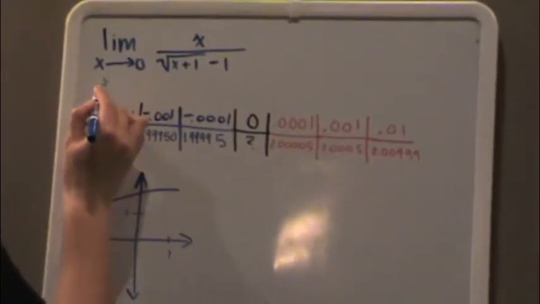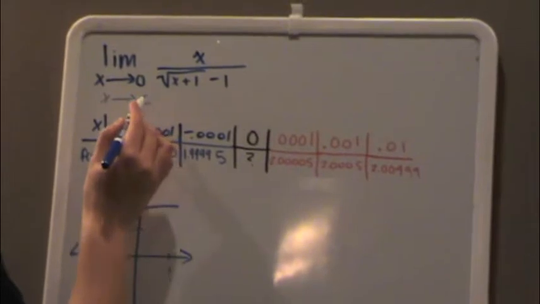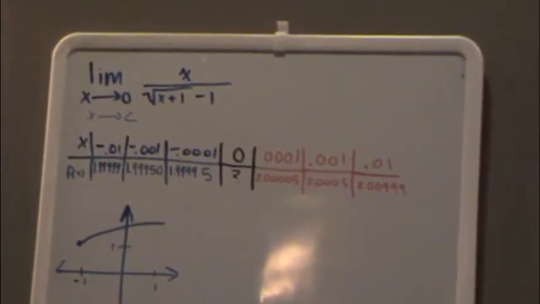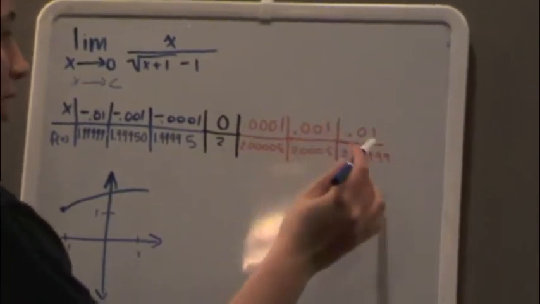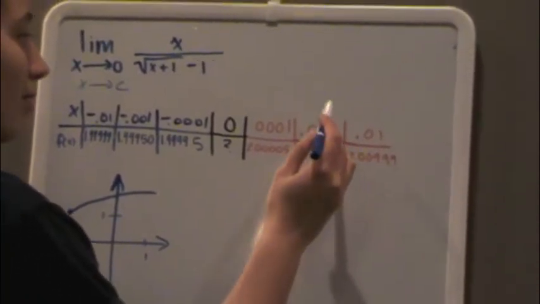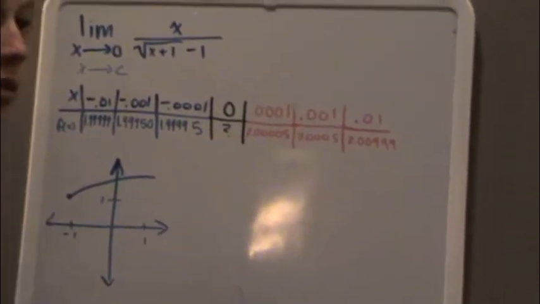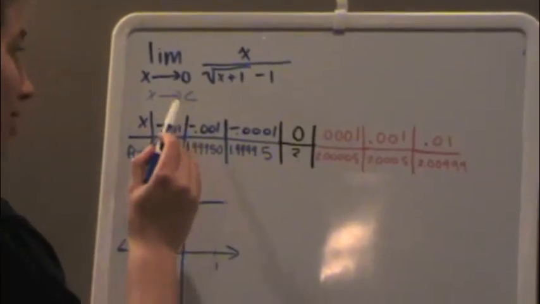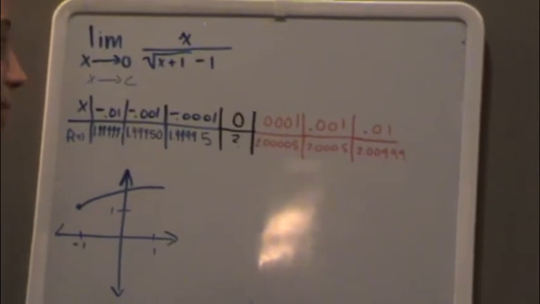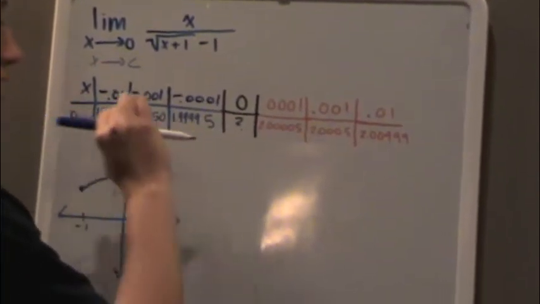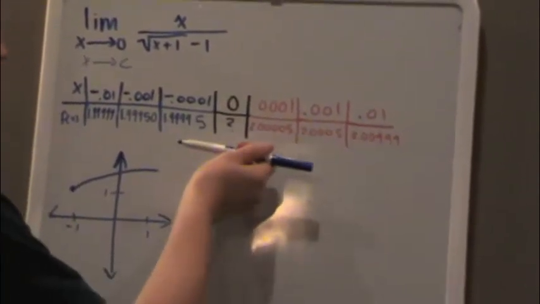Say this is x approaches c, where c is any constant number. In this case it's 0. You want to plug in the decimals that are as close to that number c, 0, as possible, coming from the left and coming from the right.